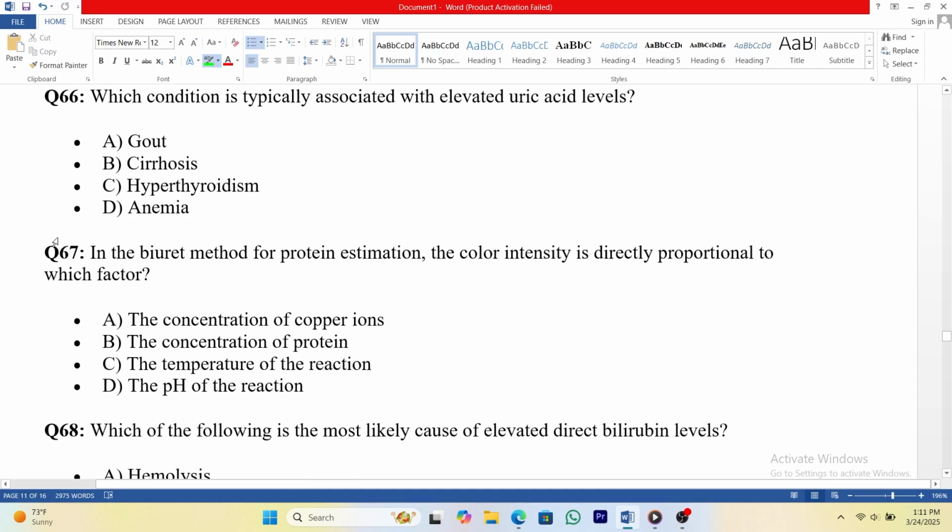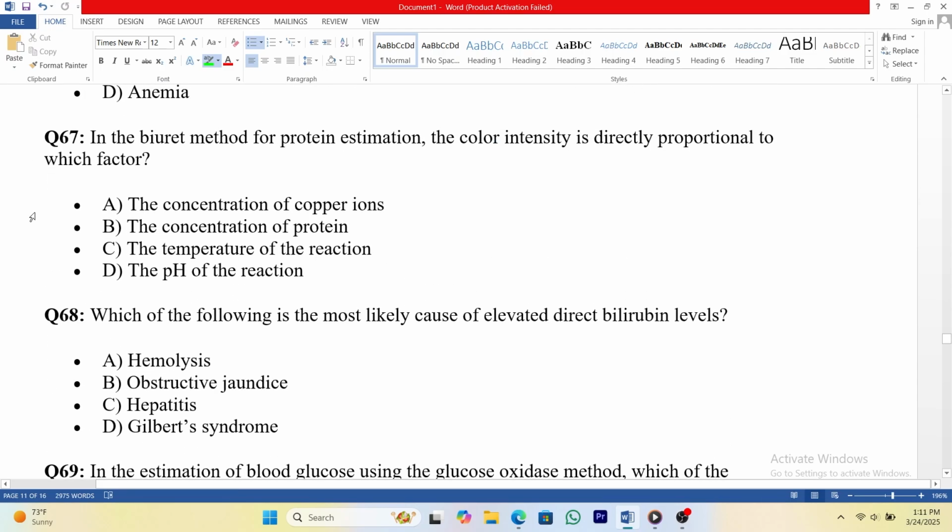Which condition is typically associated with elevated uric acid levels? A. Gout. B. Cirrhosis. C. Hyperthyroidism. D. Anemia. Answer: A. 67. In the Biuret method for protein estimation, the color intensity is directly proportional to which factor?